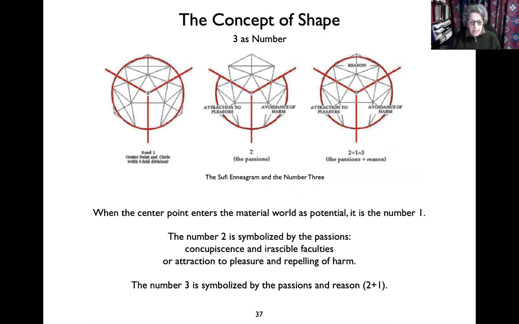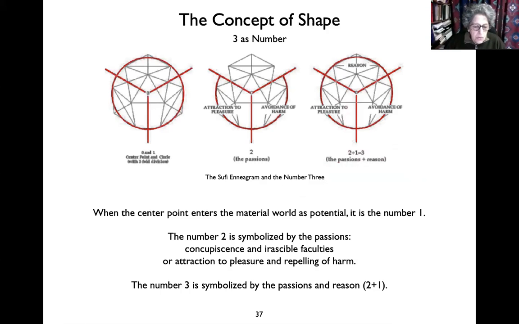So now we're going to go into more detail about numbers. For instance, when the center point enters the material world as potential, it is the number 1. The number 2 is symbolized by the passions, which were the Quvvat Shahwaniya and the Quvvat Ghazabiyya, or attraction to pleasure and repelling of harm. And the number 3 is symbolized by the passions and reason.